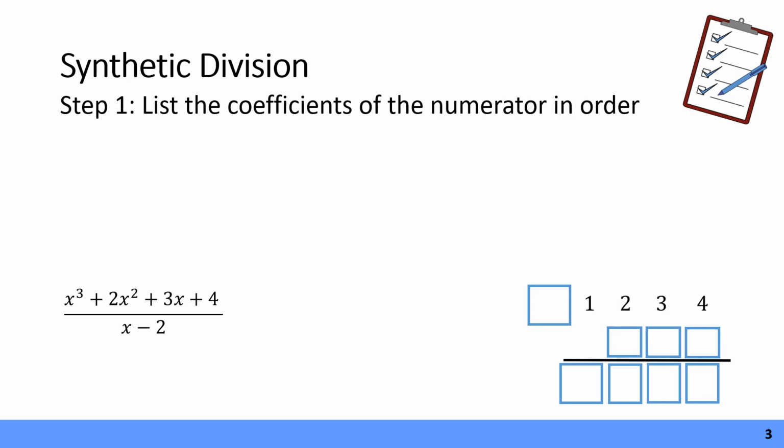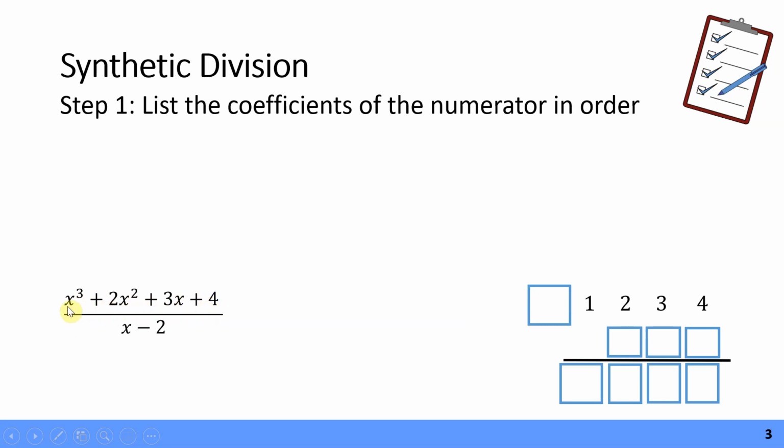So step number one, when you have a problem like this one, you're going to list the coefficients of the numerator in order. That's something very important. The first thing you have to check is that the exponents are in order. So we start with an x cubed, which is the highest one, and then we have x squared, and then an exponent of 1 here, and then the term that doesn't have an x. So you have to make sure that they're in order.